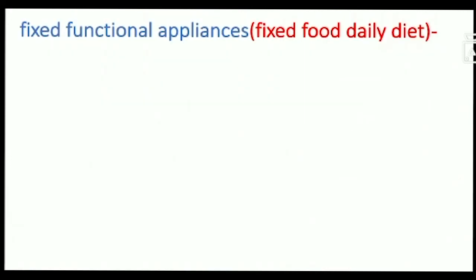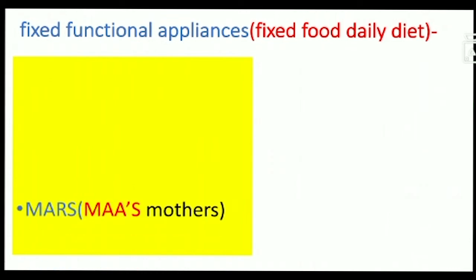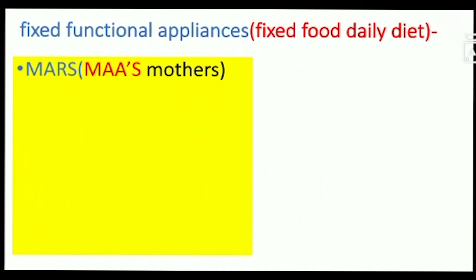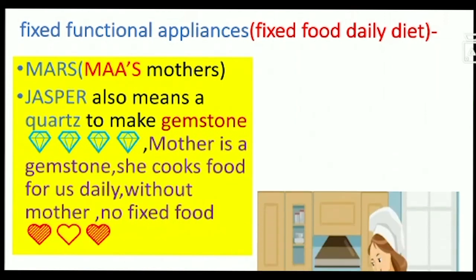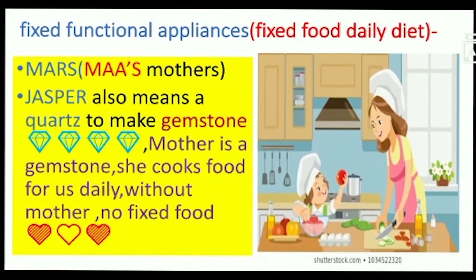So we already have the Herbst appliance. Now, how to remember MARS and Jasper, which also come under fixed functional appliances along with the Herbst appliance? So MARS, correlate this as mas, M-A-A-apostrophe-S. Ma means mother, so the plural of mother is mas, mothers. Obviously our mother is the one who cooks food for us daily. Obviously in 90% of the cases in India, the mother is the one who cooks food for the family. So you can remember that fixed food daily diet is cooked by the mothers, like the vegetables, rice, anything is cooked by the mother.